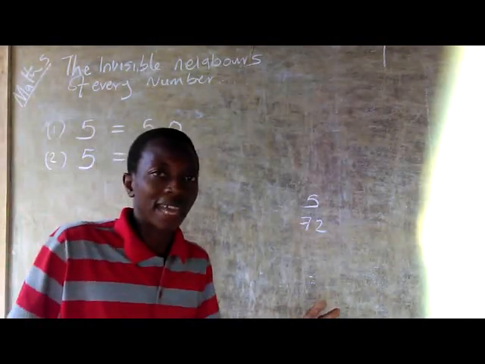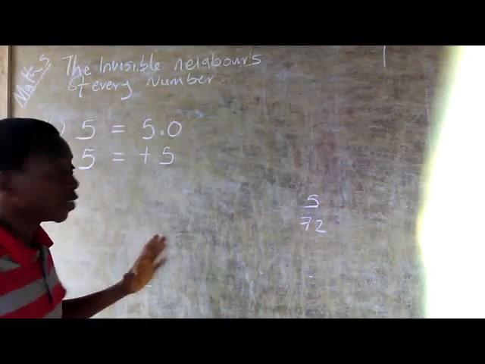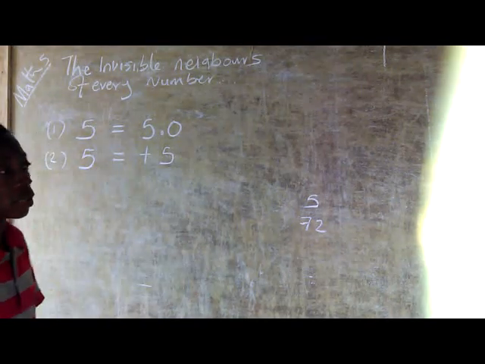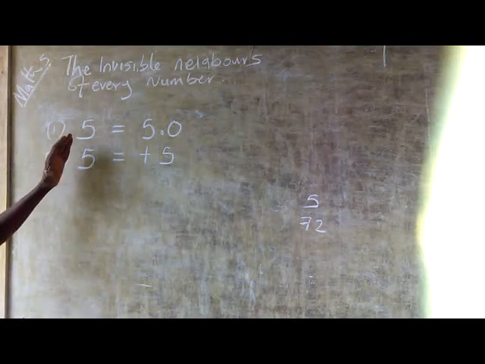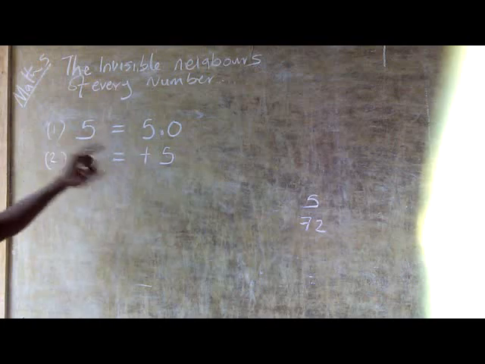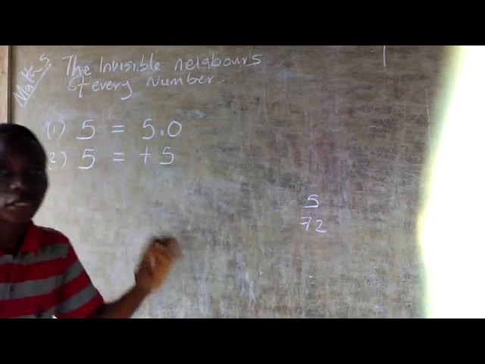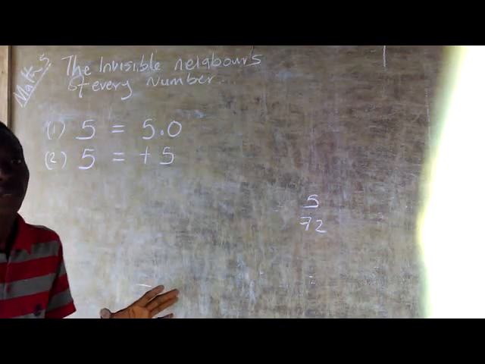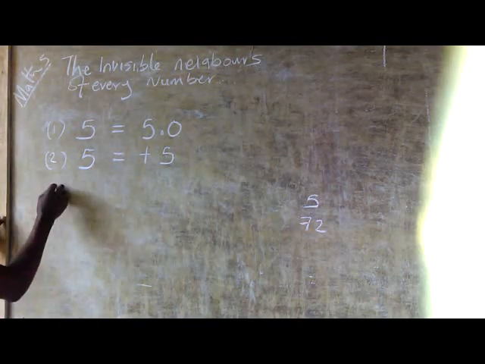Every number has a sign. There is no number without a sign. When you have 5 and the sign is not indicated, it means there is a plus, but it is invisible. Minus cannot be invisible. Take note. There's another one.